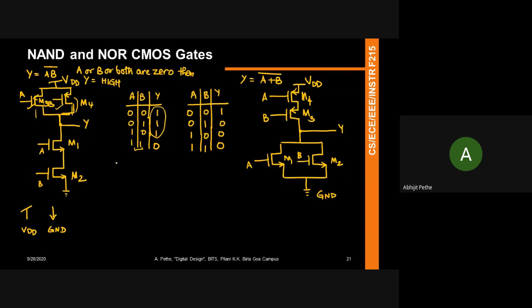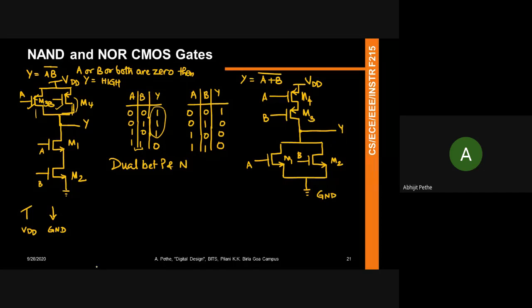Right? So what you see generally is a dual between P and N here. That is, when the NMOS are in series, the corresponding PMOS go in parallel. When the PMOS are in series, the NMOS go in parallel, right? So you see a dual happening.